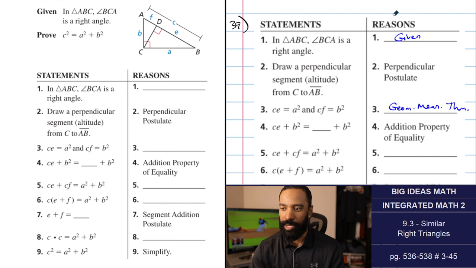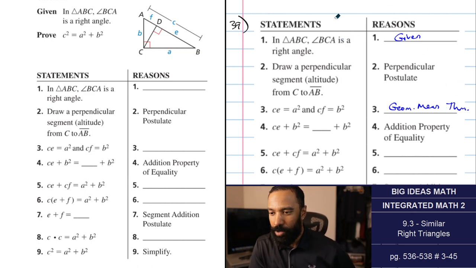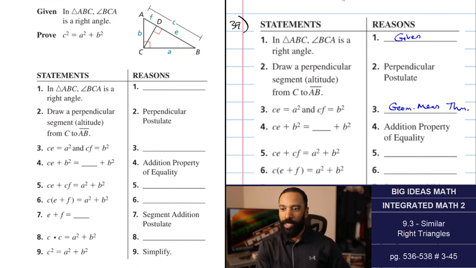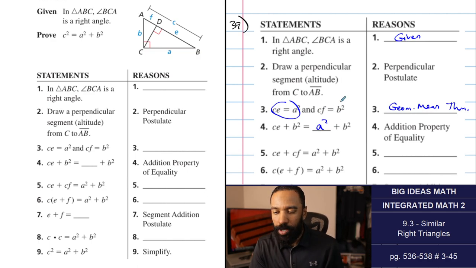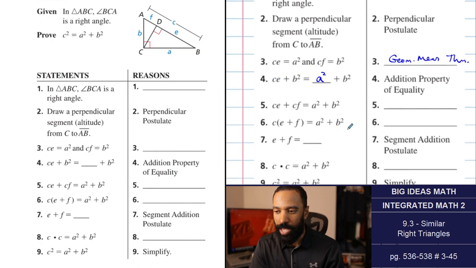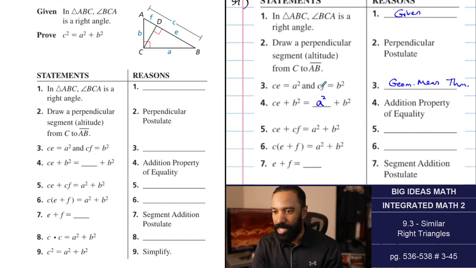Mean is not abbreviated. Sorry about that. CE plus B squared equals blank plus B squared. Looks like they are taking A squared, so we're adding B squared to both sides of this equation. It's the addition property of equality. So CE equals A squared, and CE plus CF equals A squared plus B squared. So here's A squared plus B squared, and B squared turned into CF. That is a substitution.